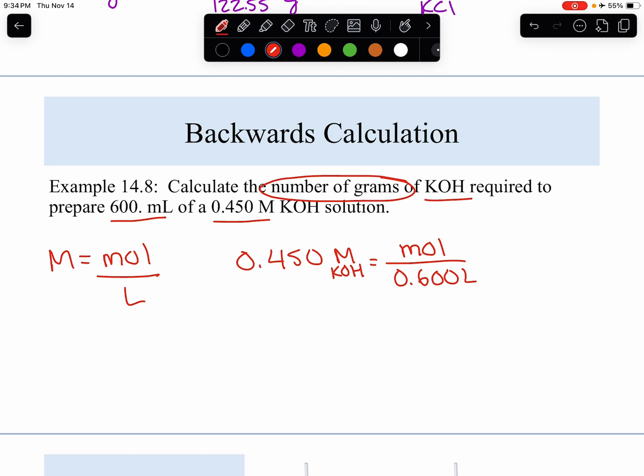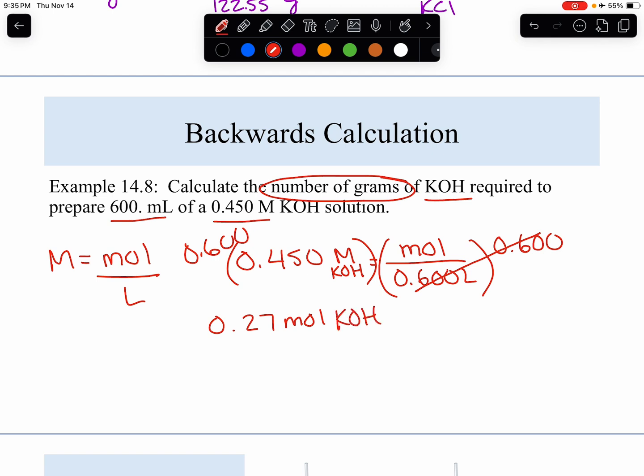Now to remind you, when you have something in the denominator spot, you can multiply both sides by it to get it out of the denominator spot. So I'm going to go ahead and cancel that side. So my problem really ends up being 0.6 times 0.450. When I go ahead and multiply that, I get 0.27, which it looks like I possibly cut off a sig fig there when I did the calculation. I do apologize about that. But I end up with 0.27 moles of KOH.